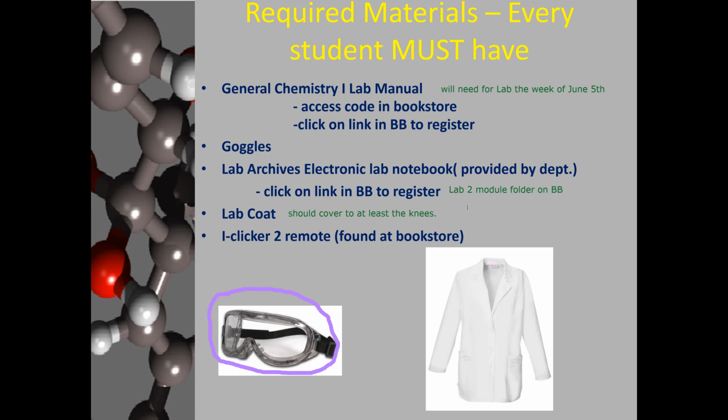Lastly, we'll need the iClicker 2 remote. This can be found at the bookstore. It can be found on Amazon and other types of sites like that. And it has to be the iClicker 2 remote. We will be using this in the lab lecture for our weekly lab lecture quizzes. And you will need this by June 5th. That's our first lab lecture. So these are the items that you need for the General Chemistry 1 lab.